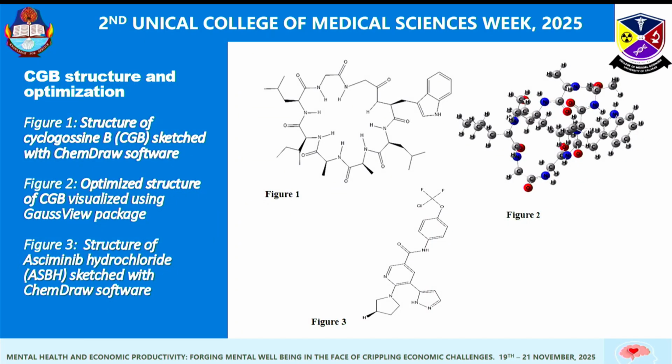Yes, figure 1 there is cyclogossine B I'm talking about. Figure 2 is the prepared form for computational analysis under the framework of density functional theory. I will come to that later. Then figure 3 is asciminib hydrochloride, which is an approved anti-leukemic drug. So we involved this drug in this work because of comparison with our compound.